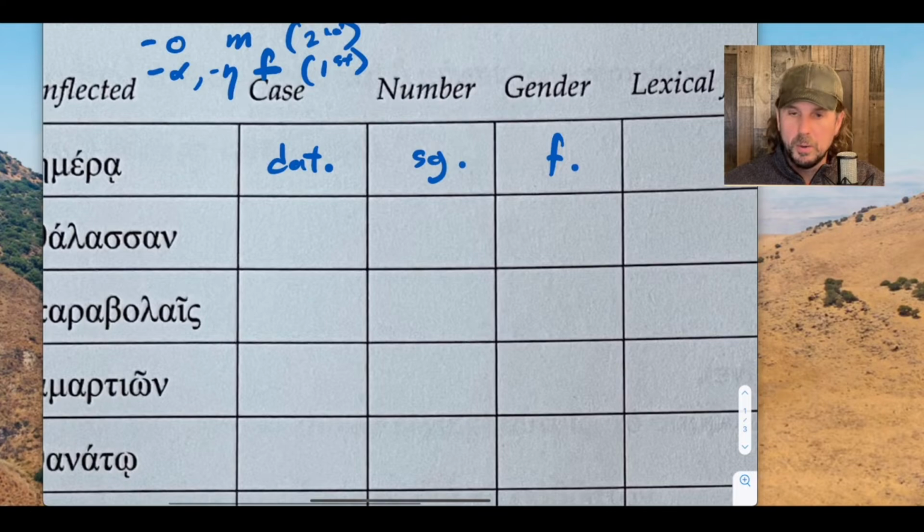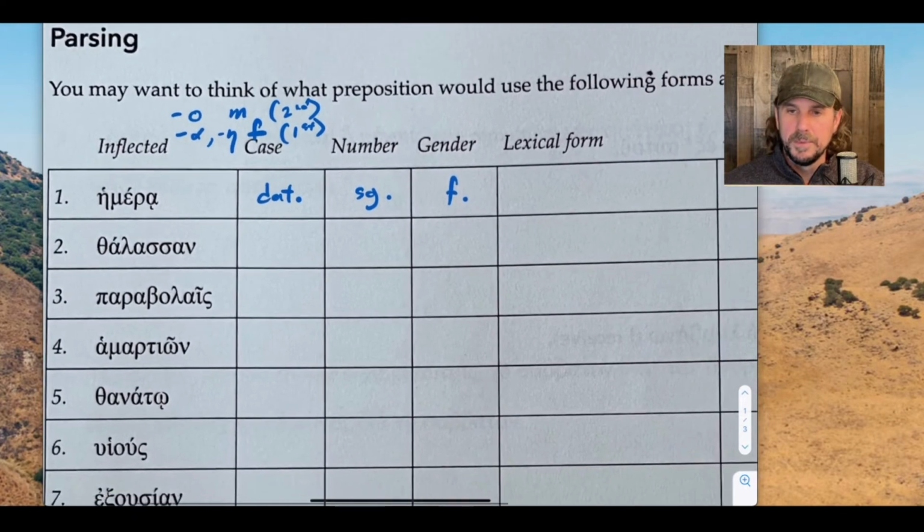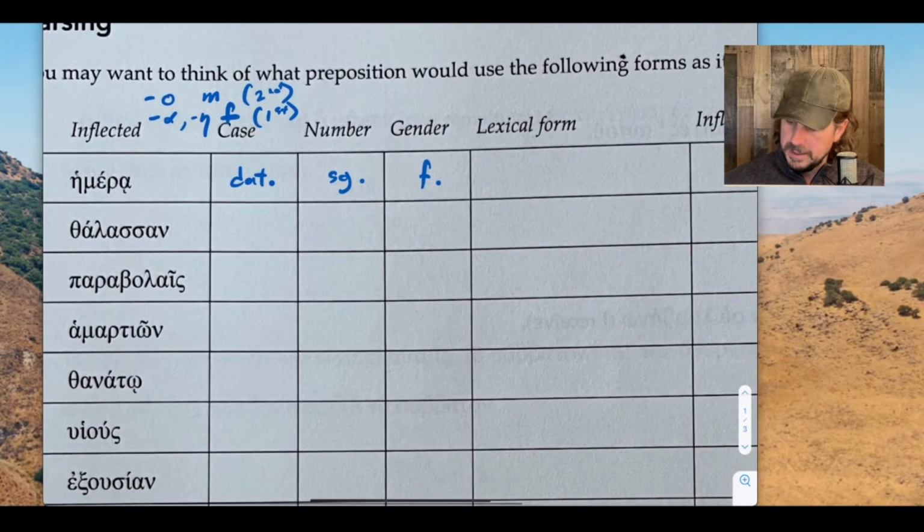Then remember we go, okay, so what's the lexical form? The lexical form is the form that we see when we look it up in the dictionary. And it looks very close to this, hemera. Now there's no iota, remember the iota subscript that we see in our inflected form is not there. Hemera. And so they sound a lot alike, the lexical and the inflected here.